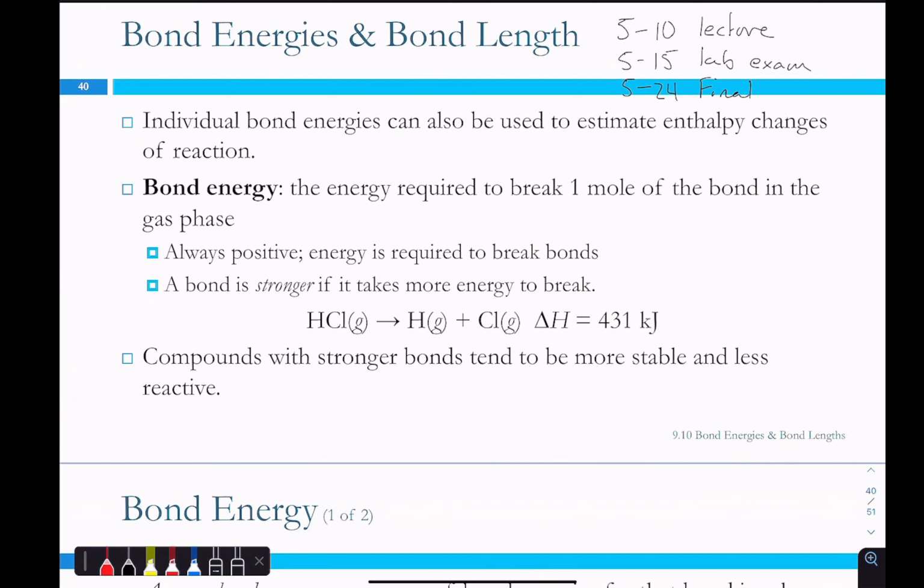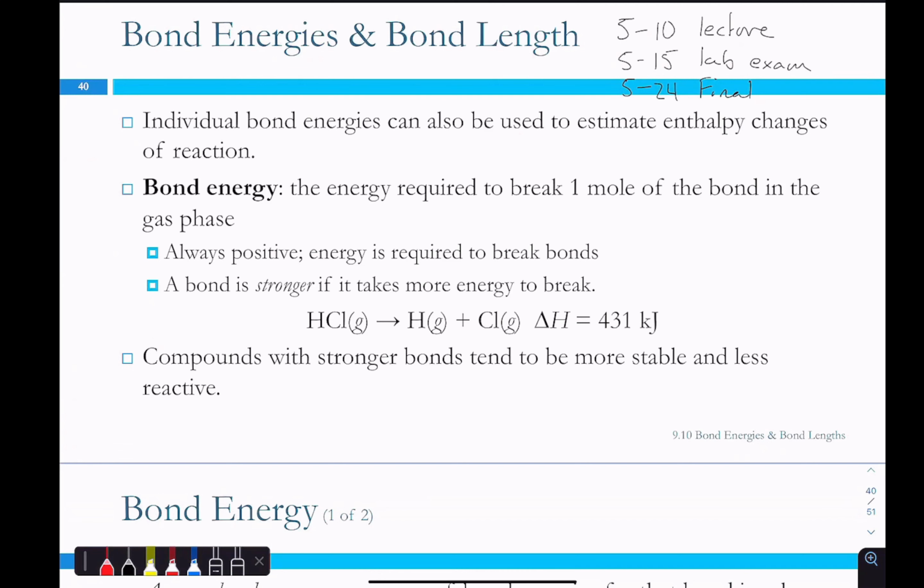Individual bonds can also be used to estimate enthalpy changes of reactions. The other ways we talked about were standard enthalpies of formation. So if you know the amount of energy that it takes to make the individual molecules that go into a reaction, those energies can be used to find the energy it takes to make the product. Products minus reactants, enthalpies of formation. It's a similar thing with bonds.